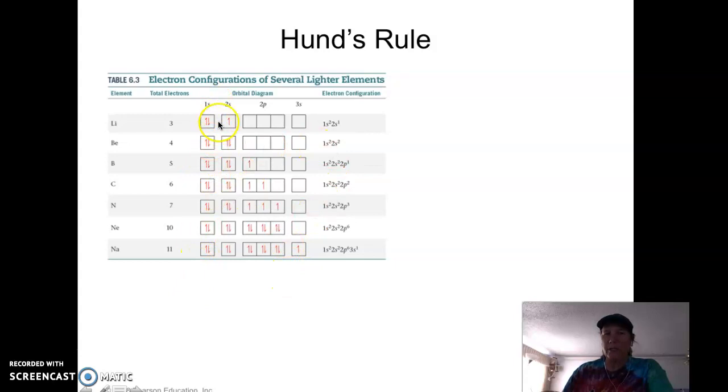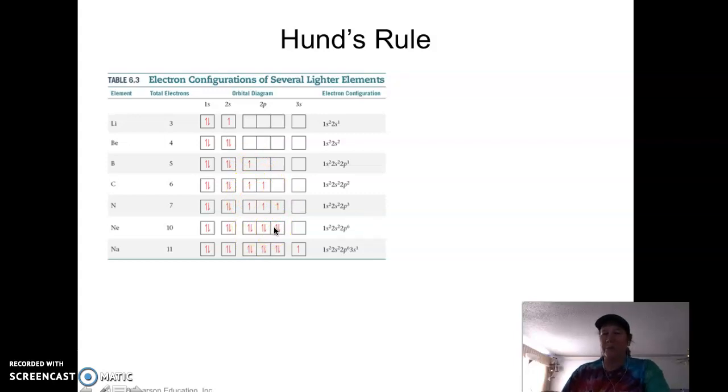So 1s is first, and then 2s, and then there's 2p. Now remember, there's only one s orbital, but there's 3 p orbitals. There's an x, a y, and a z. Okay, so what happens is when you get to this point, some people want to, okay, I got these two filled, I'm going to put these two together and just leave these off. And you can't do that. What Hund's rule says is when you get to an orbital with equal energy, so the p's, they go in one at a time. Okay, see how it's 1, then 2, then 3, and they don't double up until they have to.